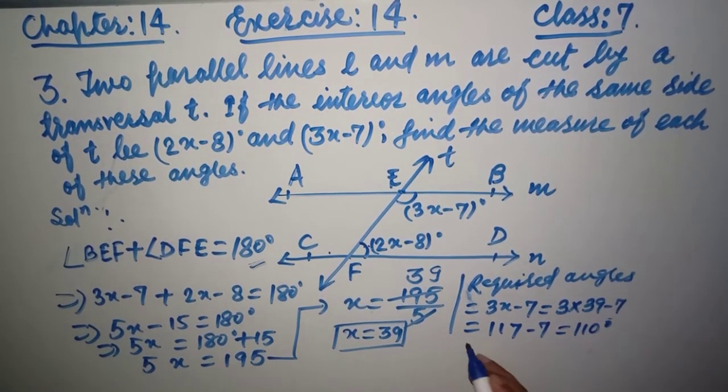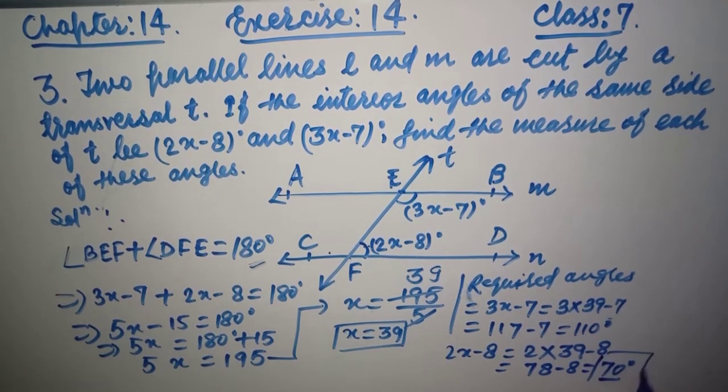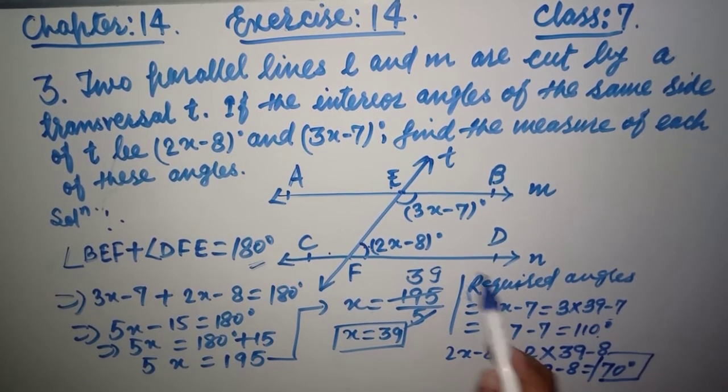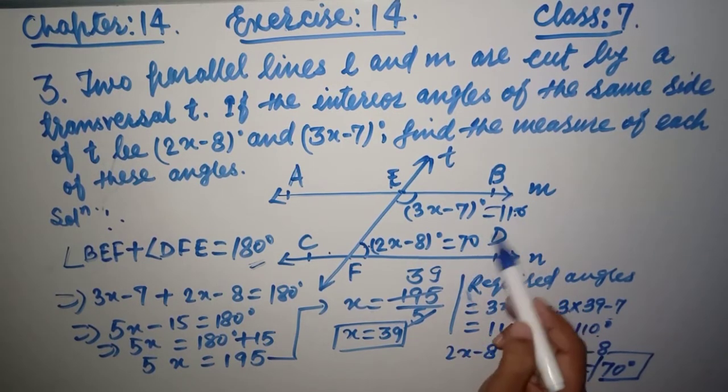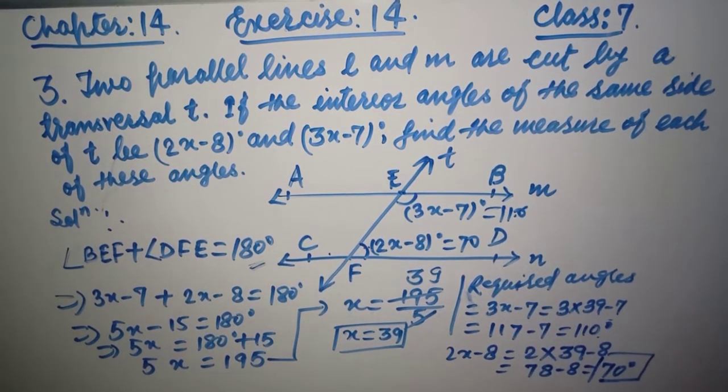Okay, now the second angle, 2x minus 8. So 2 multiplied by the value of x, 39, minus 8. Now friends, 2 9s are 18, 1 is balance 7. So the next angle is 70 degrees. Look at the 70 degrees. One angle is 110 and this is 70 degrees, and look, the sum of these two interior angles is 180, supplementary. Okay, I hope you understand.